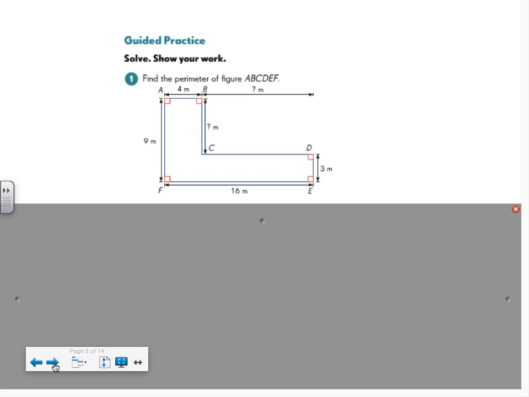All right, here's another one. Say I wanted to find the perimeter of figure A, B, C, D, E, F. That way I find this whole figure. So again, I look to see what numbers I have. I have a 4, but I see I'm missing B to C.